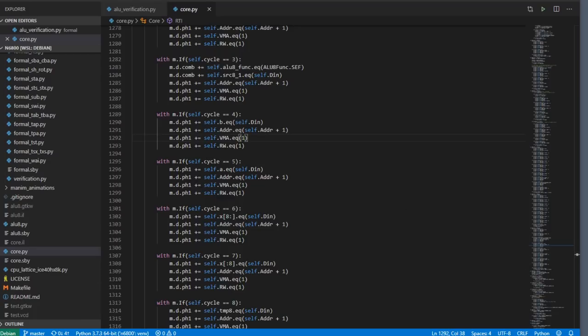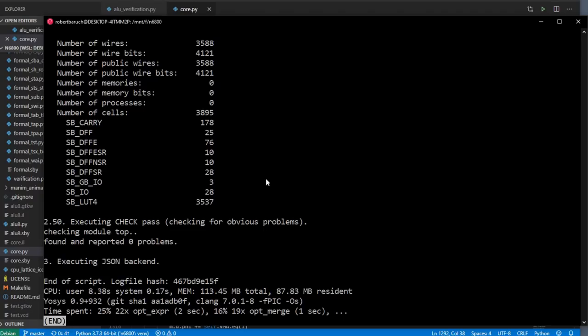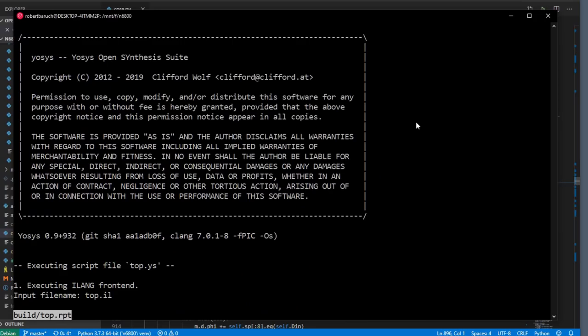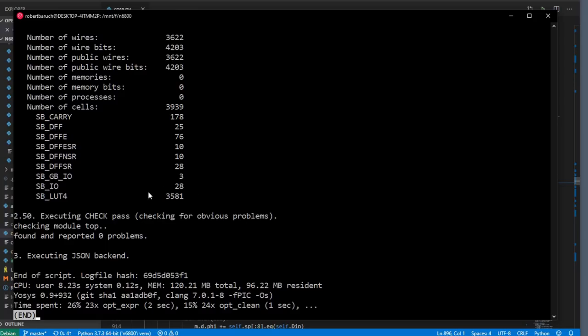As a baseline, the current number of LUTs that we're using is 3537, and the number of cells is 3895. So that's the number that we want to try to knock down. So let's take a look and see what we've got. Okay, so 3581 LUTs as opposed to 3537. So we've increased by about 40 or so. Number of cells, 3939 as opposed to 3895. So we've increased by about 40 cells.